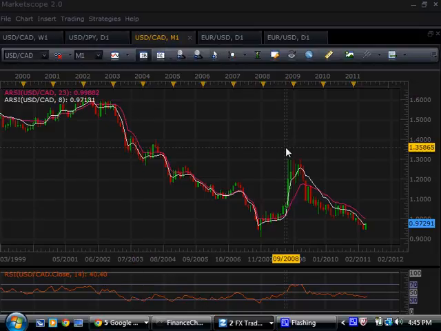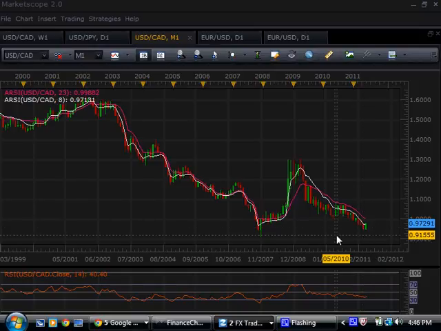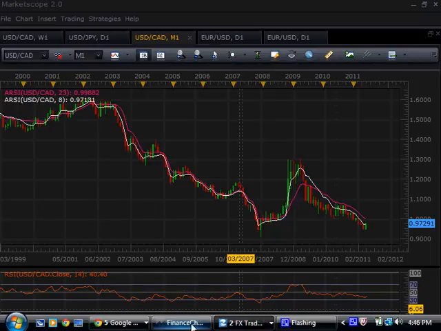But I do think that for the moment the downward trend in the US dollar Canadian dollar pair may have abated, and I think that there's a good chance if it clears the parity level that we could see another good 200 to 300 pip trade.